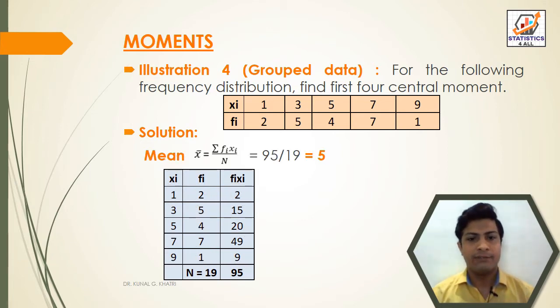After finding this value, we will find mean, that is x bar, equal to sigma fi into xi divided by n. Here sigma fi into xi is equal to 95, and n is equal to 19. So 95 divided by 19, we have answer that is equal to 5.